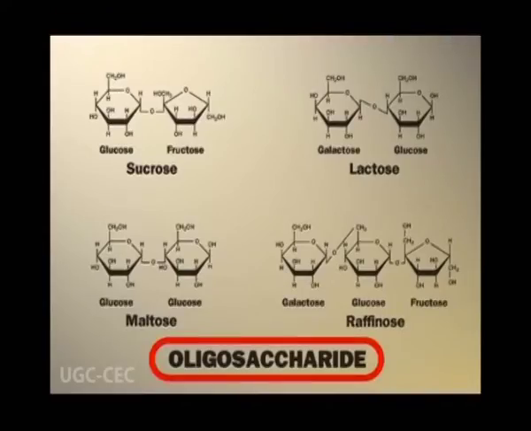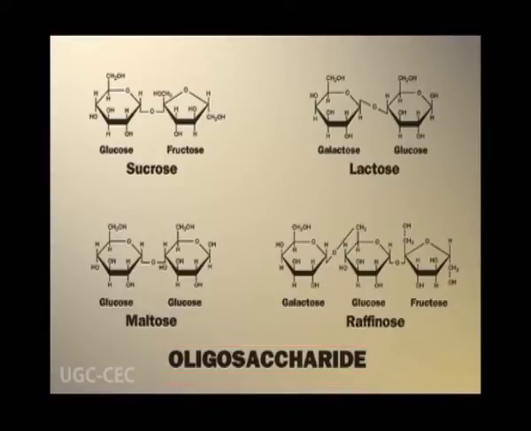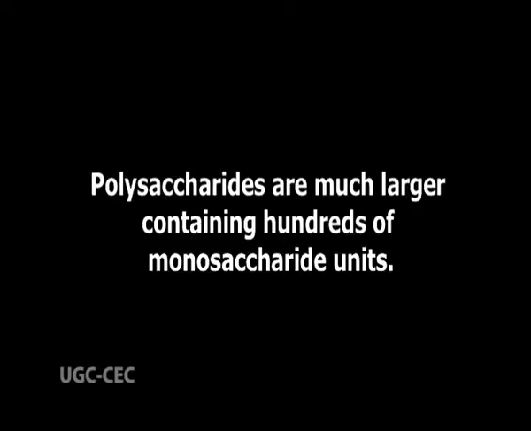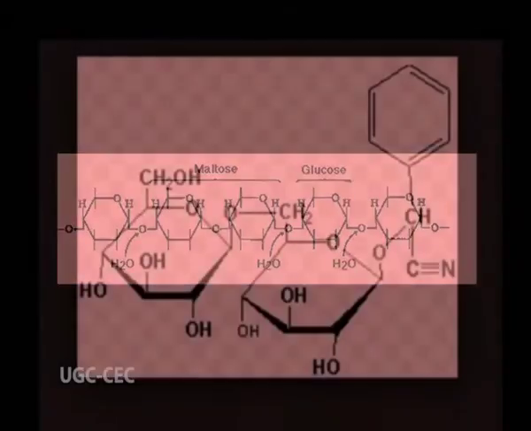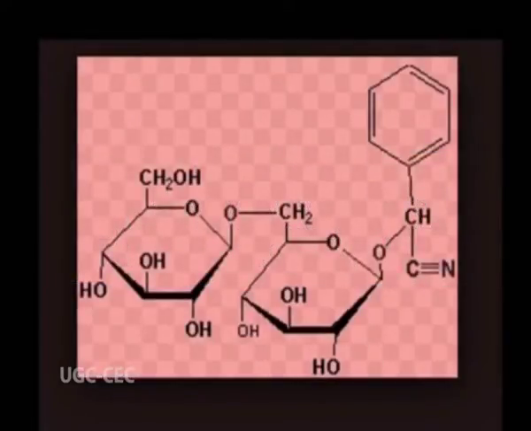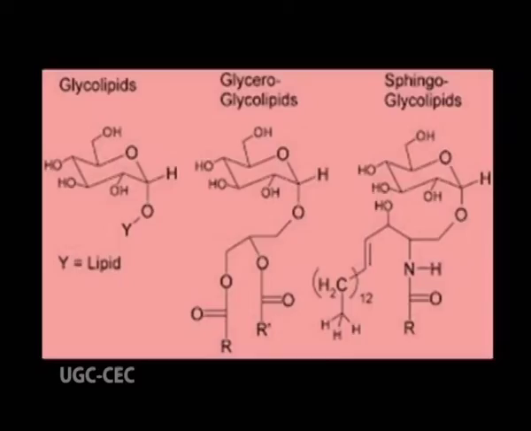An oligosaccharide is made up of anywhere from 2 to 10 monosaccharide units linked by glycosidic bonds. Polysaccharides are much larger, containing hundreds of monosaccharide units. The presence of hydroxyl groups allows carbohydrates to interact with the aqueous environment and to participate in hydrogen bonding, both within and between chains. Derivatives of carbohydrates can contain nitrogen, phosphates and sulfur compounds. Carbohydrates also can combine with lipids to form glycolipids or with proteins to form glycoproteins.